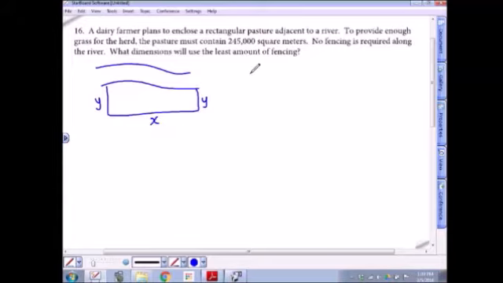Let's call that X. Now the amount to be optimized is perimeter. This is the equation, this is the primary equation. Perimeter P equals X plus 2Y. That's the perimeter of this rectangular area. Problem is, with this primary equation, we have too many variables. We have X and Y. So often in an optimization problem, you've got to create a secondary equation.